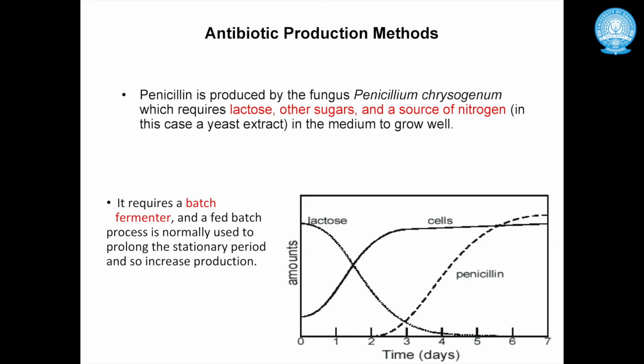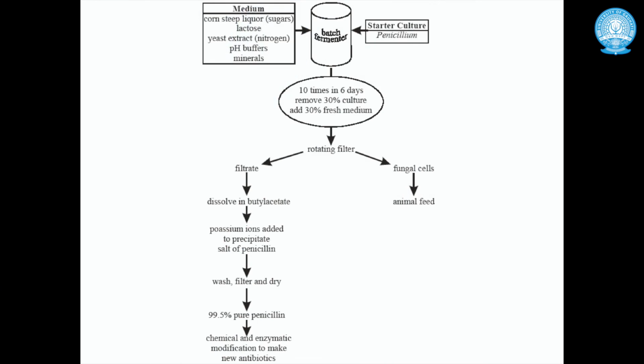Here in this slide, there is a flow chart of the fermentation process for penicillin production. Medium is now put into the fermenter, and the starter culture is added. After that, there is a 10 times increase in the starter culture in 6 days, and then remove 30% of the culture and add 30% fresh medium in order to increase the exponential phase. Then the cells are separated and taken out for other uses, whereas the medium or the supernatant is collected, and it is used for extraction of penicillin, which is the downstream processing.